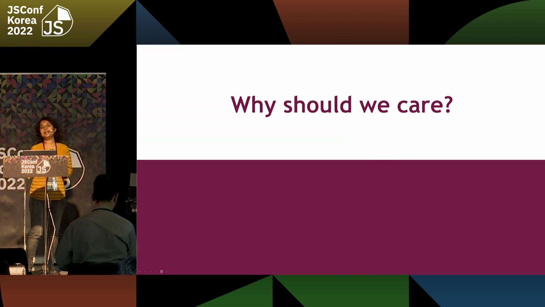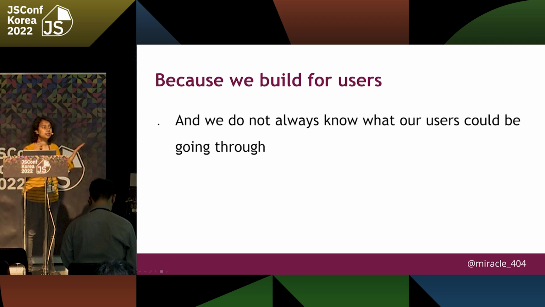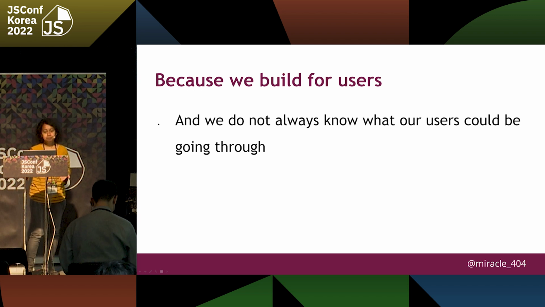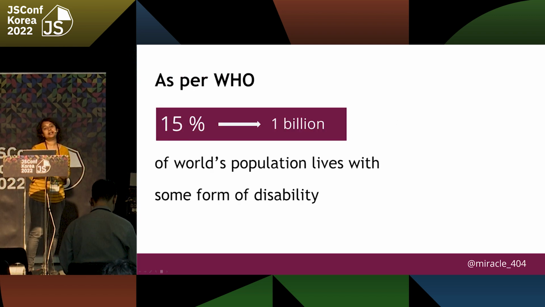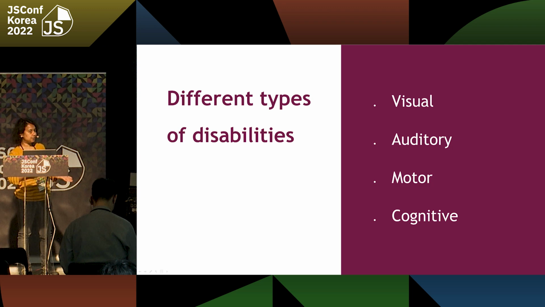So why should we care about accessibility? Because whatever we are building, we build it for the user, right? So the end goal is that the user should be able to use our websites. We do not always know what our users are going through. As per the World Health Organization, around 15% of the world population, which translates to around 1 billion people around the world, live with some form of disability. There are different types of disability like visual, auditory, motor, and cognitive.